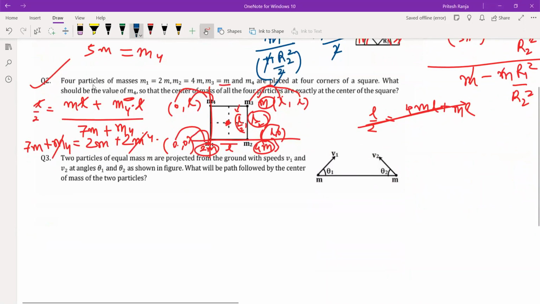Number 3 we will do. Quickly, all will do this number 3. Two particles of equal mass m are projected. देखो v1 v2 से project किया गया. What will be the path followed by the center of mass of the two particles? You have to find the path of the center of mass. Quickly, all should try this one. This last few questions we have, guys. All should be able to do this.